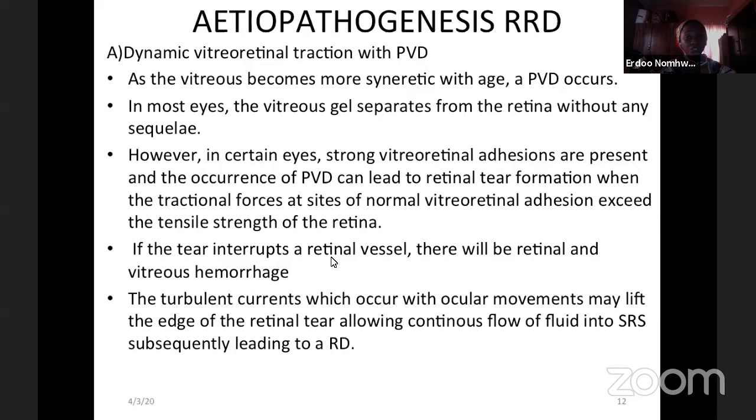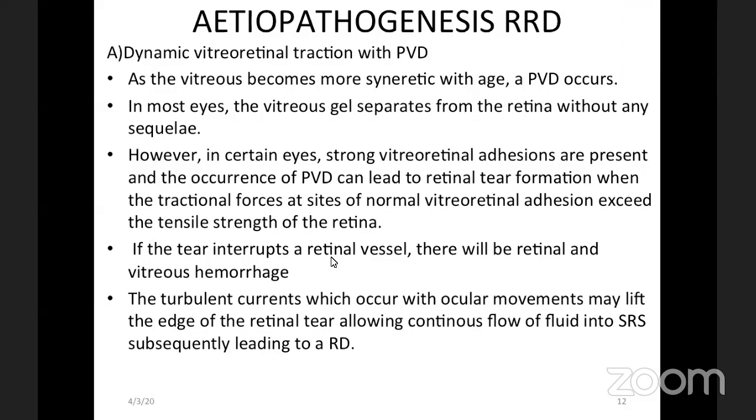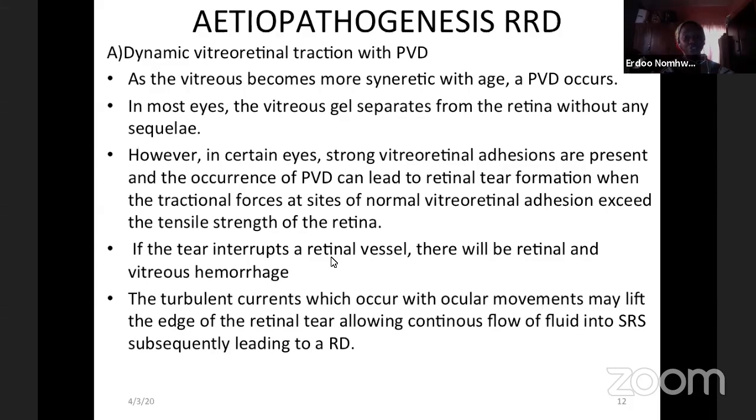So for the etiopathogenesis of rhegmatogenous retinal detachment, I try to look at it in this way. When you have a dynamic vitreoretinal traction with a posterior vitreous detachment, we all know that as vitreous becomes more syneretic with age, a posterior vitreous detachment can occur. In most cases, the vitreous gel will separate from the retina without any sequelae. However, in certain eyes, strong vitreoretinal adhesions are present, and the occurrence of the posterior vitreous detachment will lead to retinal tear formation. When the tractional forces at the site of the normal vitreoretinal adhesion exceed the tensile strength of the retina, you can have a retinal tear.